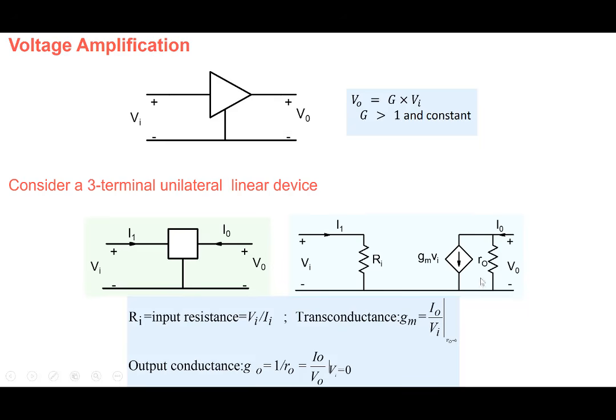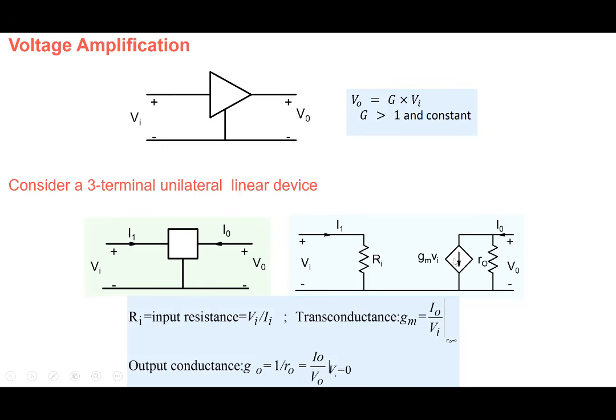Transconductance, Gm. Note that I0 has two components. One is due to R0 here, which is because of the voltage V0 itself, and that is what we call the output conductance. The ratio 1 over R0, G0, is called output conductance, which makes sense since this is a resistor connected across the output terminals here.